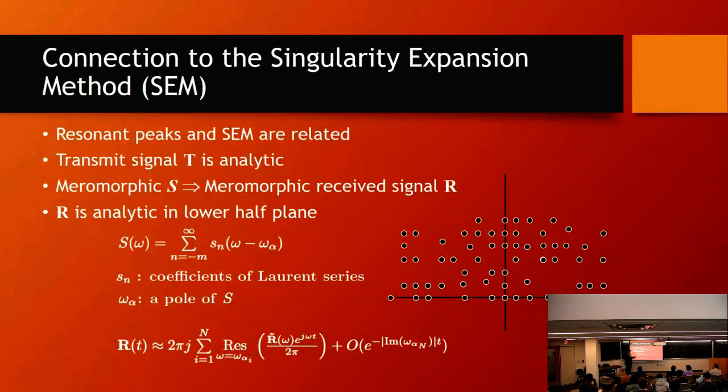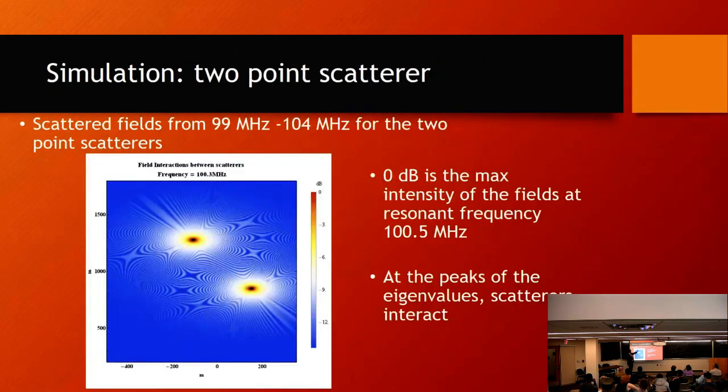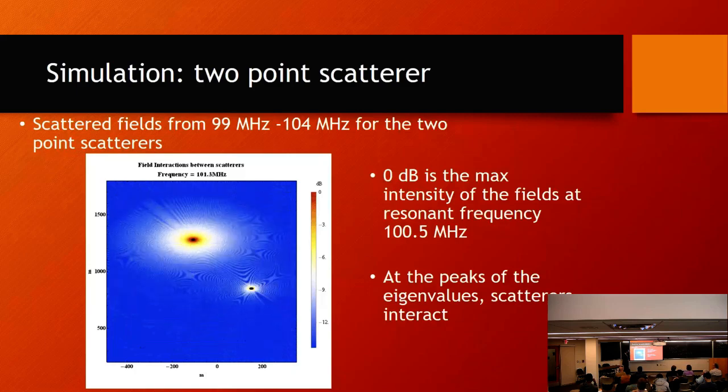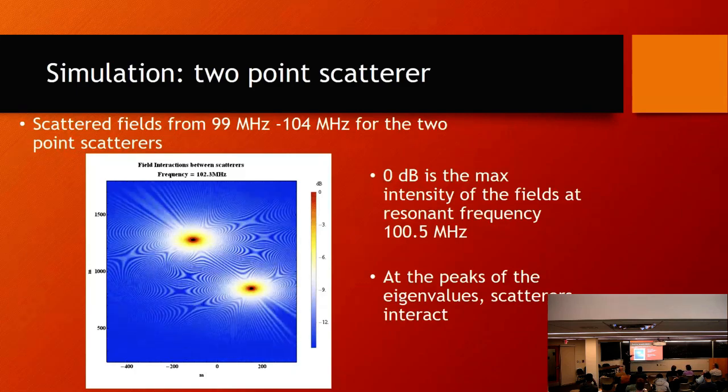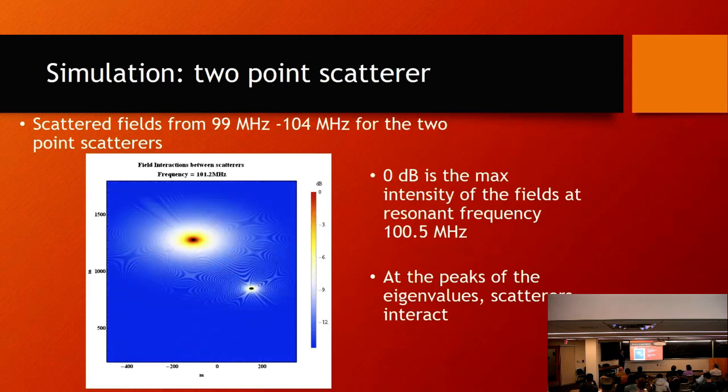So is he right? So when we take that waveform, what I did was I put two scatterers, and I'm sweeping frequencies from 99 to 104. And as you can see, at some frequencies, there's some wave interaction, but when it hits resonance, you get maximum interaction between the two targets.